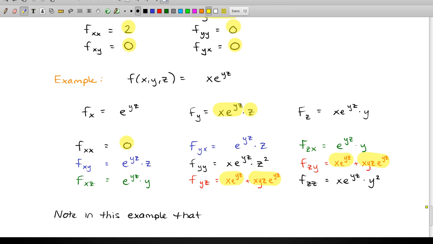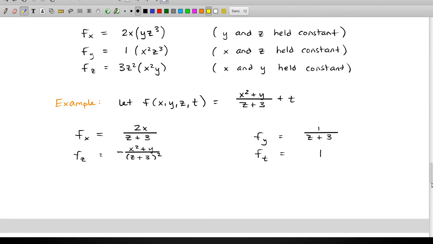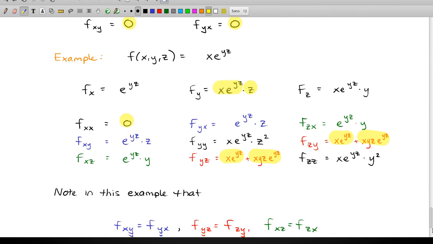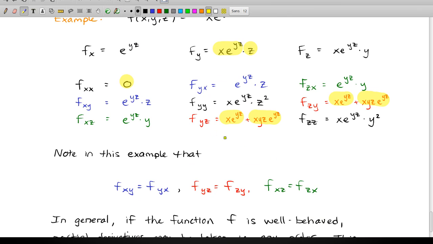Now, I gave it away earlier by doing the wrong thing when I took the second derivative. You see here that f_xy is the same as f_yx. And f_xz is the same as f_zx. And f_yz is the same as f_zy. So in this example, mixed partial derivatives are equal to each other. It doesn't matter which order you take them in.